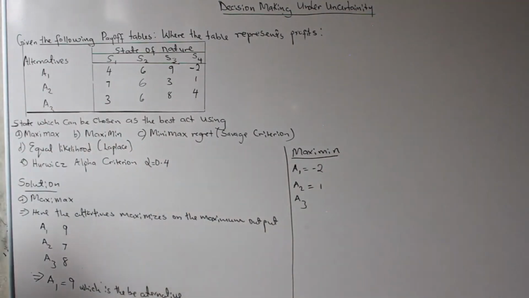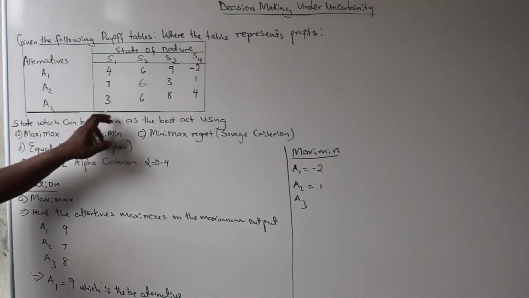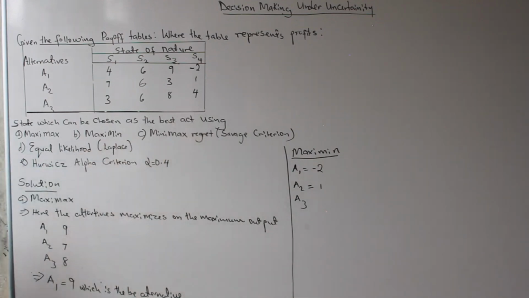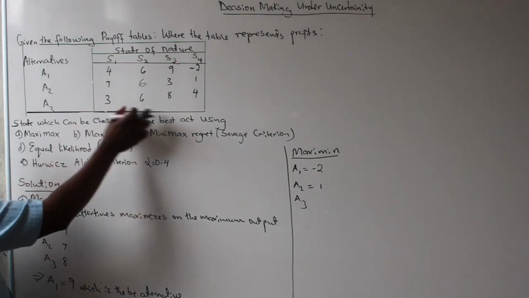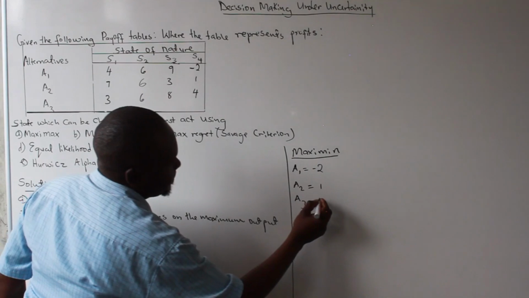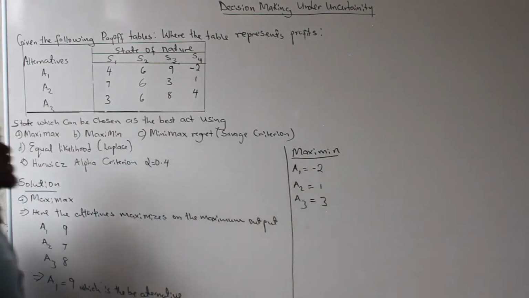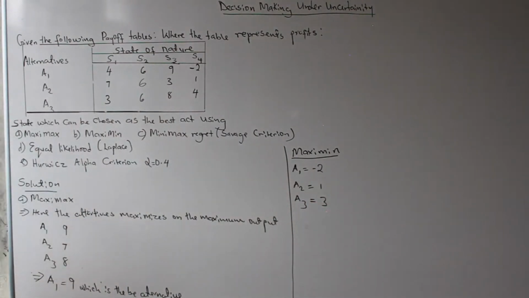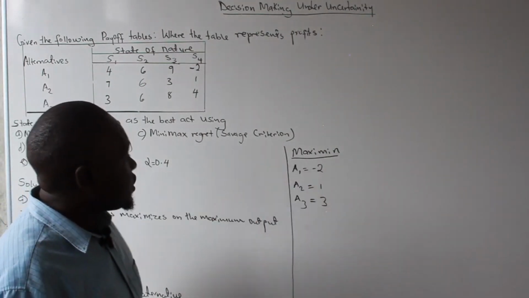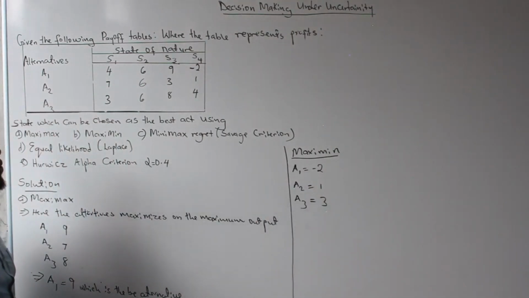Then alternative A3. Again, under the states of nature, we have 3, 6, 8, and 4. The minimum there is obviously 3, which is less than all the other values in that row. Those are the minimum values under each alternative. To make a judgment, you now look for the maximum value among all of them.